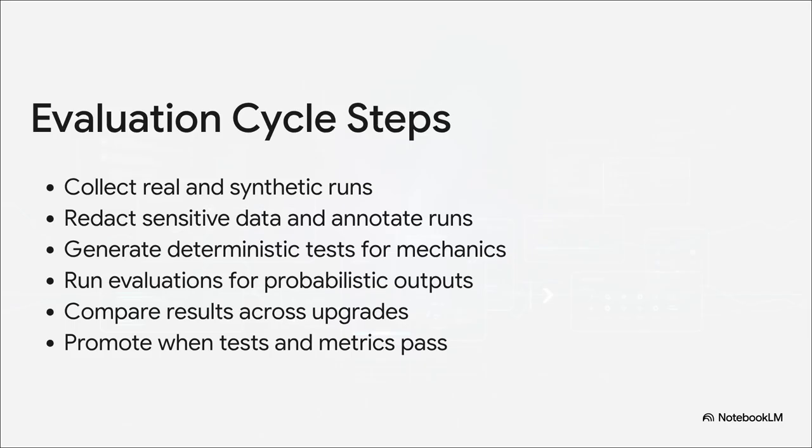First, you collect real and synthetic runs. You redact any sensitive data, and you annotate for success or failure. Then you generate those deterministic tests for the state machine mechanics we just talked about. Now, crucially, you run entirely separate model quality evaluations for the probabilistic outputs. You compare results across Burr or model upgrades, and you only promote to production when both, and I mean both, the state machine tests and the evaluation metrics pass.